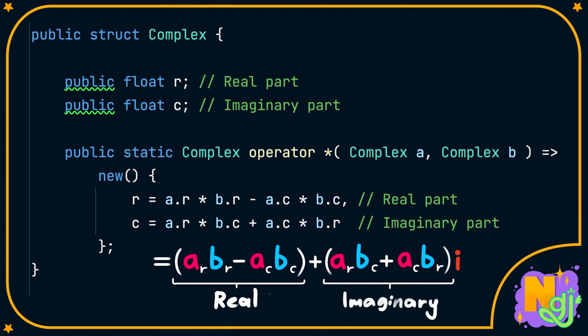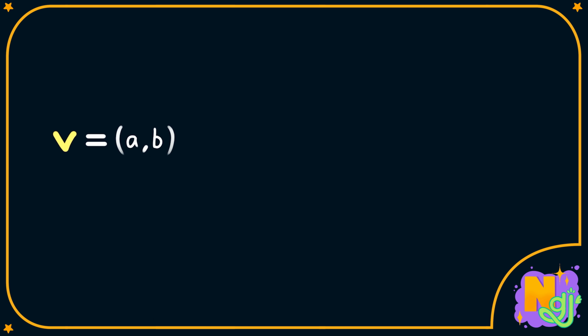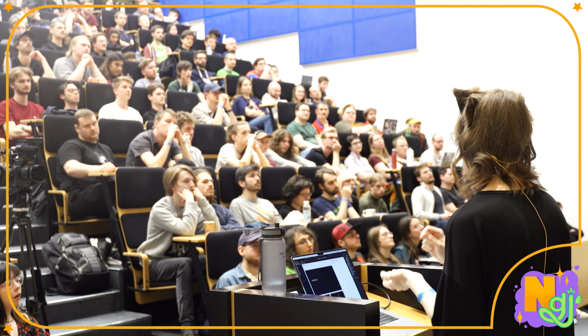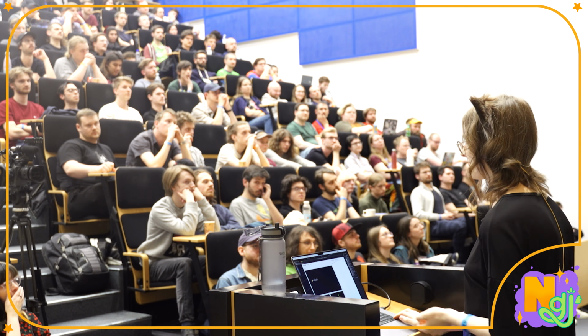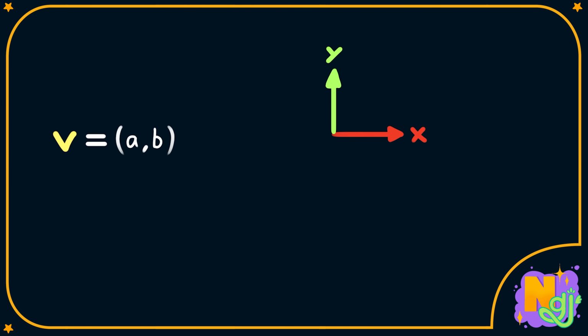OK, so one thing that's kind of interesting about complex numbers is that they are pretty similar to vectors. If you have a 2D vector in code, it would have two components. You have two numbers, a and b, or x and y. And these two numbers kind of implicitly refer to the coordinate axes of your space, so the x-axis and the y-axis of your space.